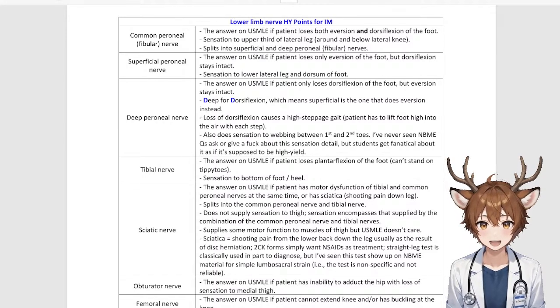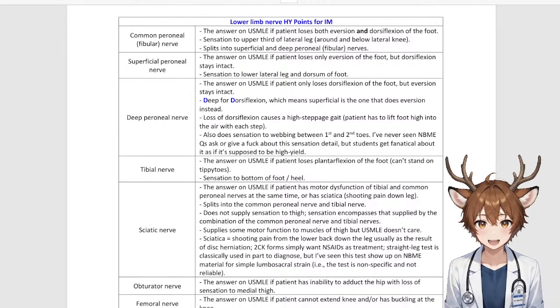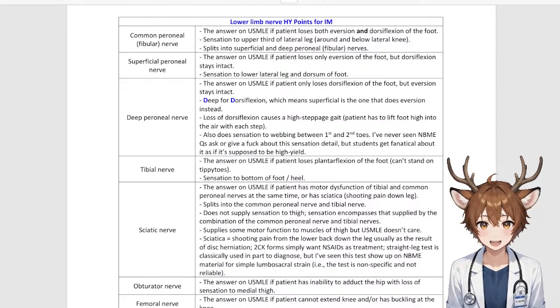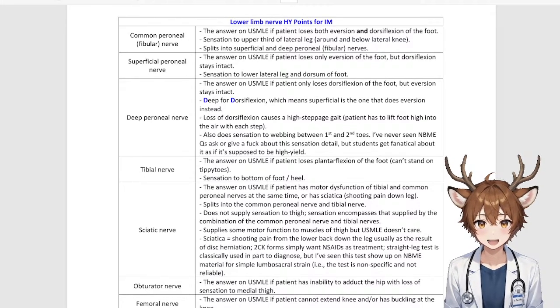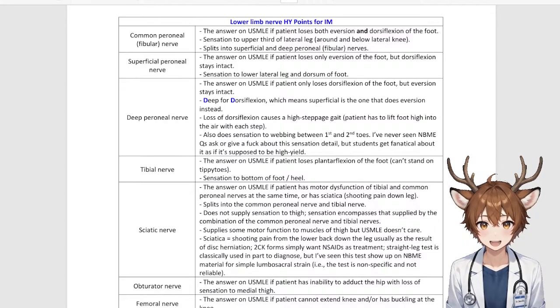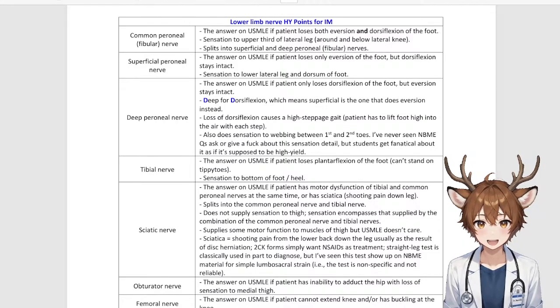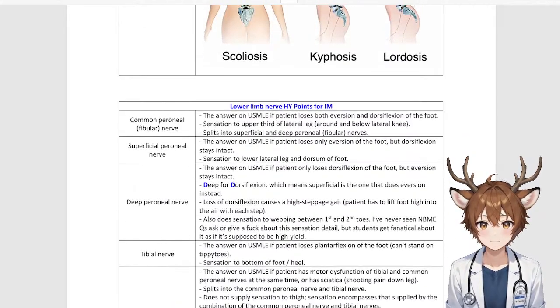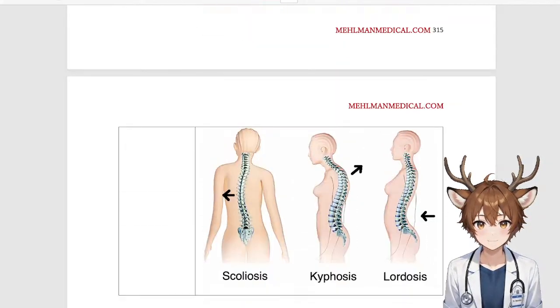Hello, it's Dmitry again. Today we'll be going back to the Mehlman Medical Internal Medicine PDF, talking again about the musculoskeletal section. Now, we left off yesterday night, or yesternight you could say, and we were at lower limb high yield points for internal medicine.